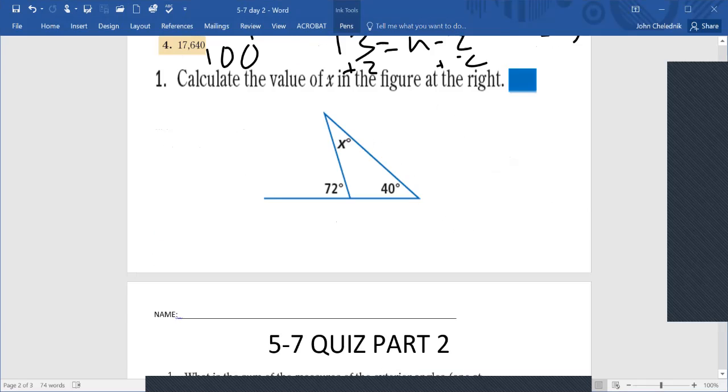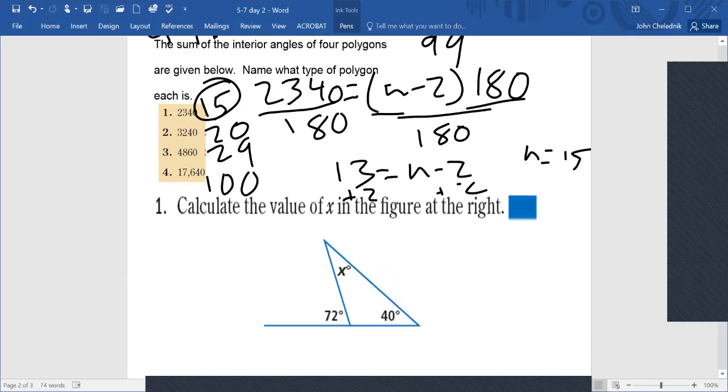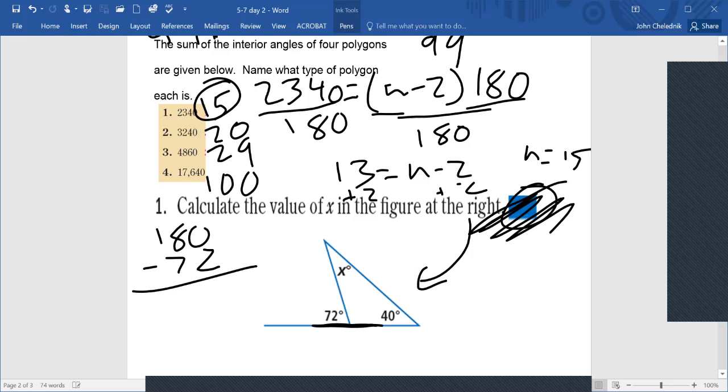Moving right along. It says calculate the value of x in the figure at the right. Well, there's nothing at the right except for this blue rectangle. That's not what this means. It's actually talking about this figure right here. Okay, I must have changed this years ago and not ever corrected it. Anyway, this is what you call a straight line. That's 180 degrees. 180 minus 72, that's going to give you 108. Okay, I think we can all agree on that, hopefully. So that angle's 108. All three angles add up to 180.